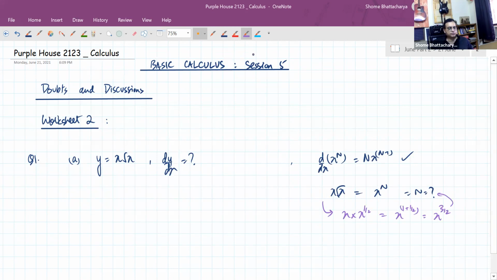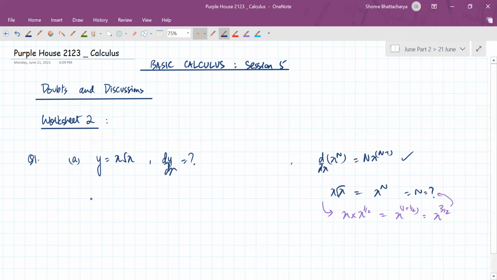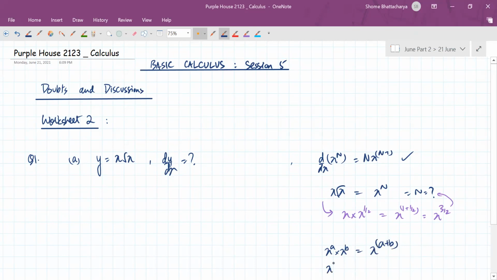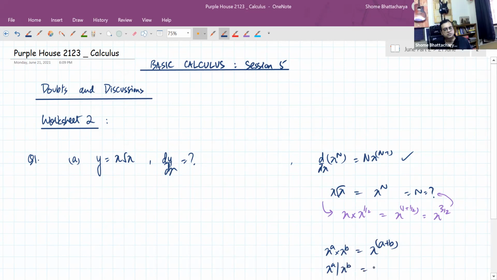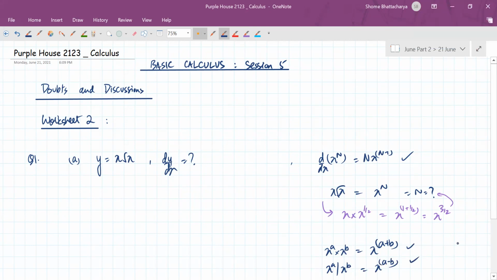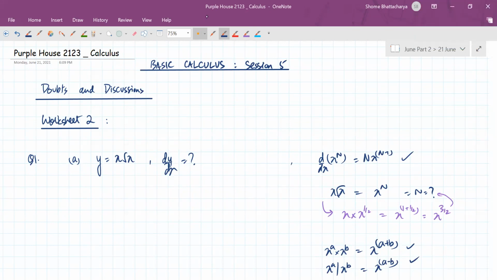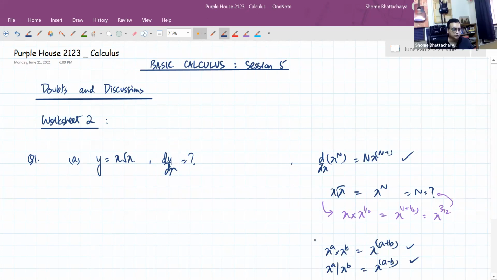Okay, so hope this step is clear to all of you. Yeah, because we're just using the theorem of indices: x to the power a multiplied by x to the power b is x to the power a plus b. Just like x to the power a divided by x to the power b is x to the power a minus b. So these are two fundamental theorems. Here it is x to the power 1 into x to the power half, so that is x to the power 1 plus half, that's how we get x to the power 3 by 2. I haven't started the differentiation yet.